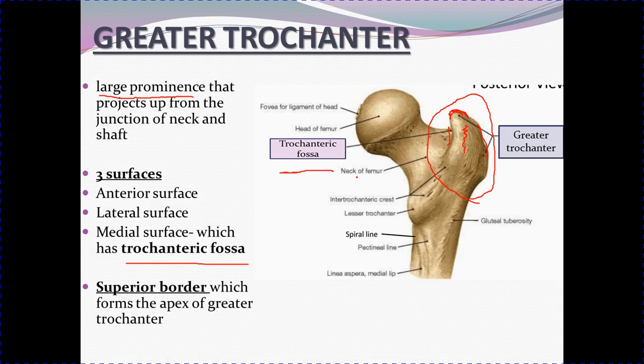So we are revising. The greater trochanter is a large prominence that projects up from the junction of neck and the shaft. It has three surfaces: anterior surface, lateral surface, and a medial surface. The medial surface has a depression called the trochanteric fossa. It has a superior border which is called the apex of the greater trochanter.